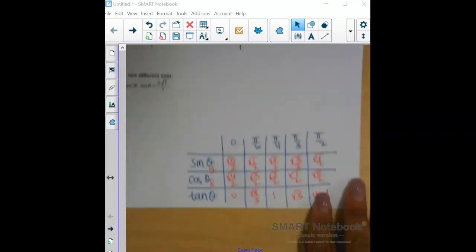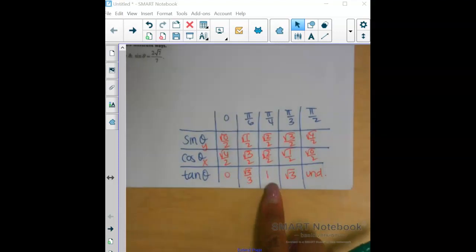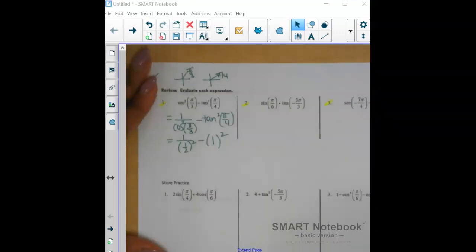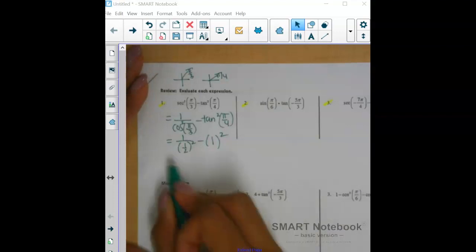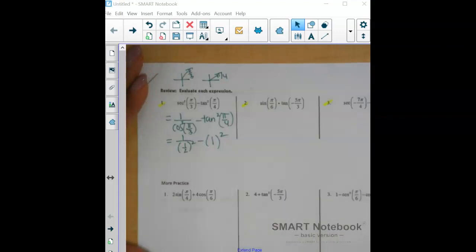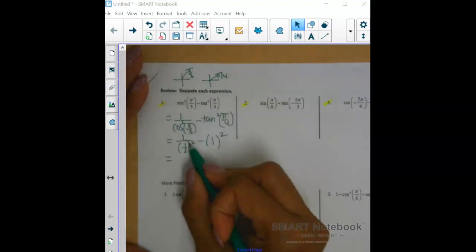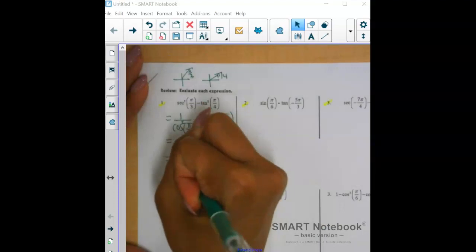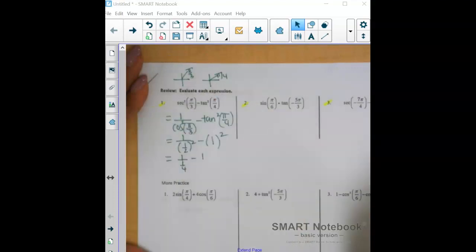Down here, luckily I wrote my tangent. Tangent of pi over 4 is going to give you a positive 1. So down here, we're just going to put in a positive 1. That's the pre-cal part. The rest of this is just algebra 1. All I need to do from here is square the entire 1/2. So this is 1 over 1/4 minus 1.